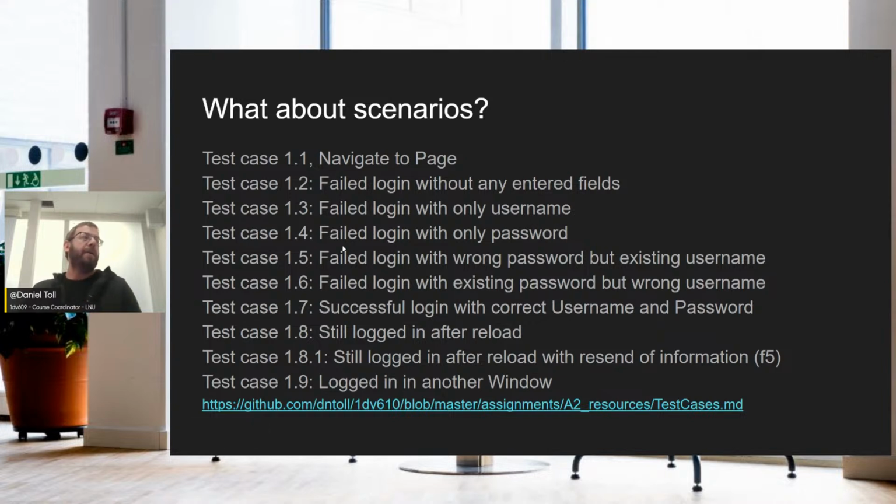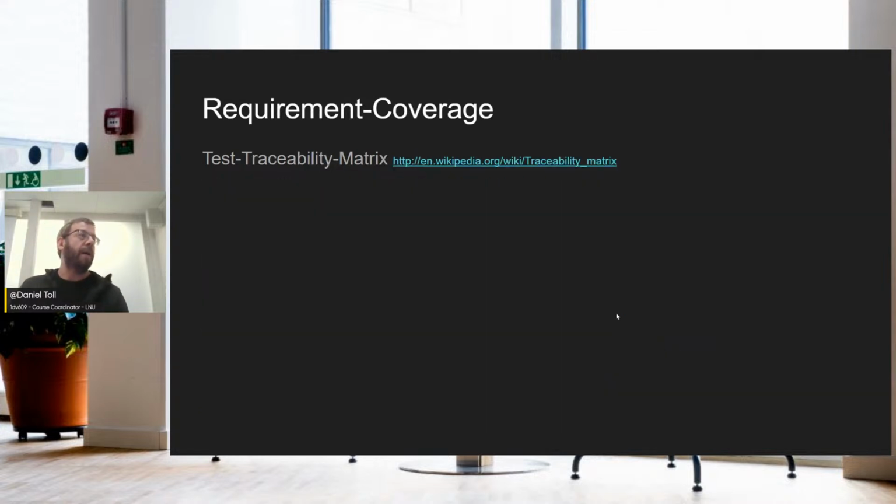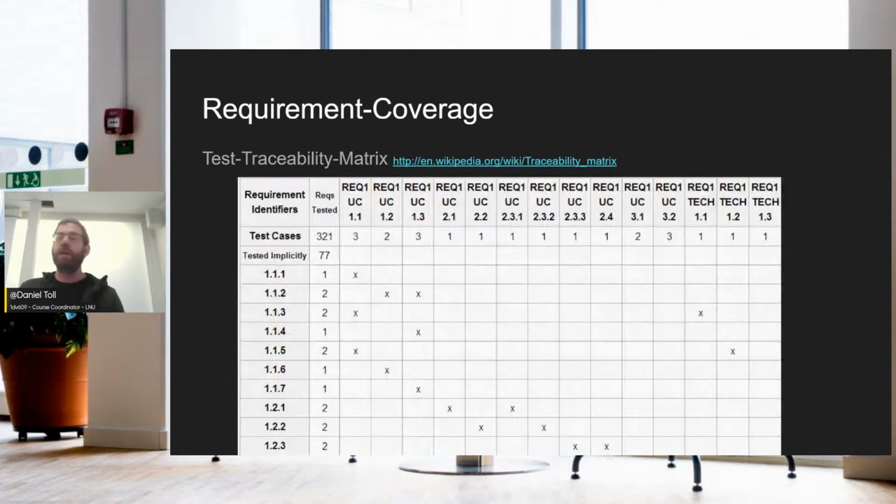We could have, say, that we want to make sure that if we have different roles, we could add more users, right? Okay, well, we want to make sure that an admin can log in. We want to make sure that a normal user can log in. So in order to see if we have covered all of these requirements, we could create this kind of requirement or test traceability matrix. And this picture is just from the Wikipedia page.